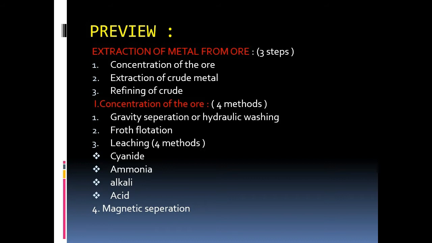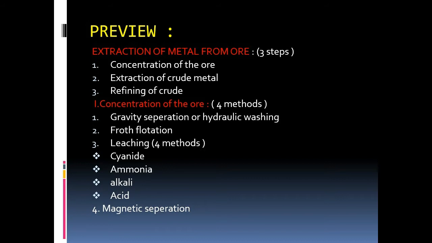We have seen these along with examples. Third, leaching, which is based on the solubility property of the ore. There are 4 types: cyanide leaching, ammonia leaching, alkali leaching, acid leaching, and we have seen examples for each case. Then at last we have seen magnetic separation, where the principle is based on the magnetic properties of the ores. So this is the first process, the concentration of ore.